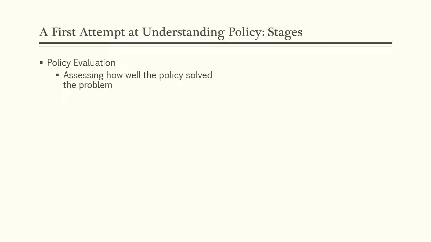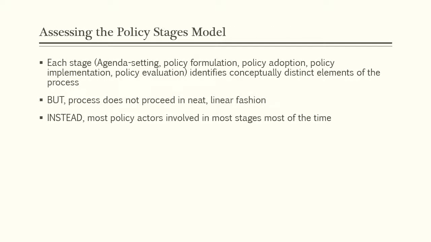And the last stage of the process is policy evaluation. In this stage, data is collected and results are analyzed relating to the effects or consequences of the policy. And based on the results, the whole cycle can start all over again. The idea is that policy is supposed to follow a rational, orderly sequence. The policy stages model makes some worthwhile contributions that can enhance our understanding of the policy process. Each identified stage highlights a conceptually distinct element of the policymaking process.